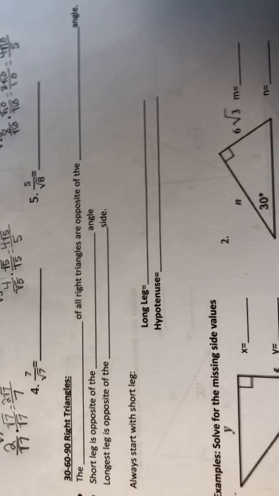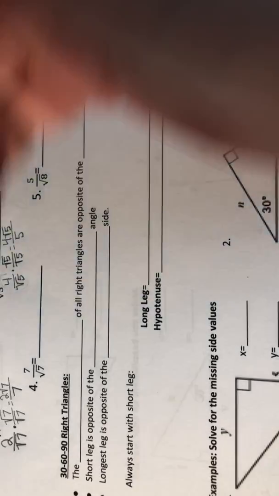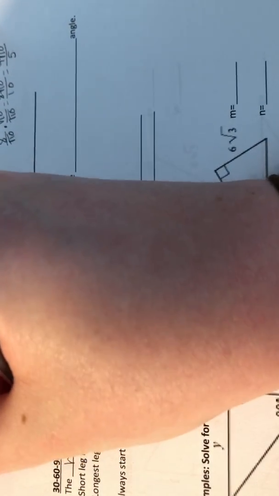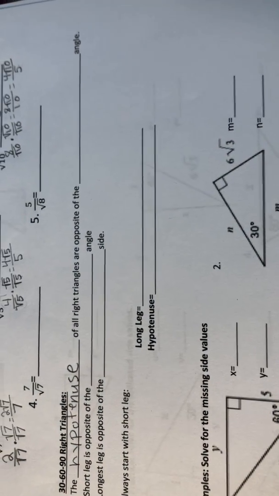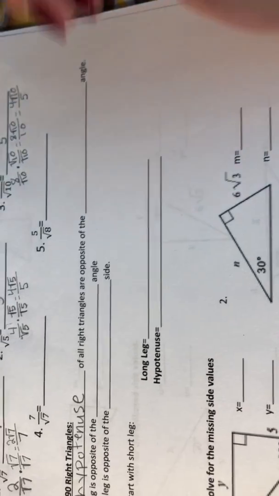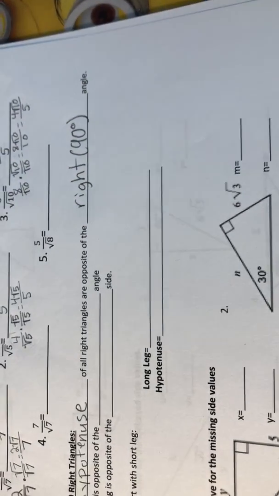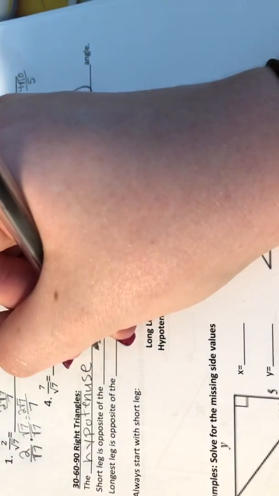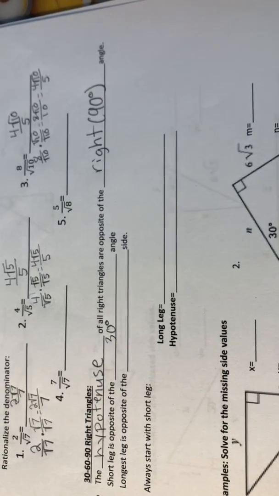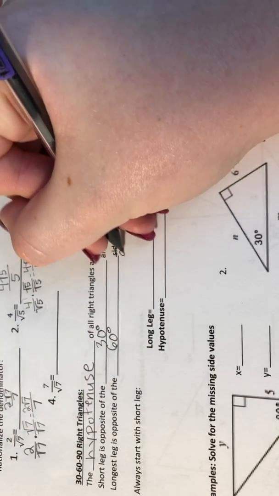So now we're going on to 30, 60, 90 right triangles. The hypotenuse of all right triangles is the side opposite the right or 90-degree angle. The short leg is opposite the 30-degree angle, and the longest leg is opposite the 60-degree angle.